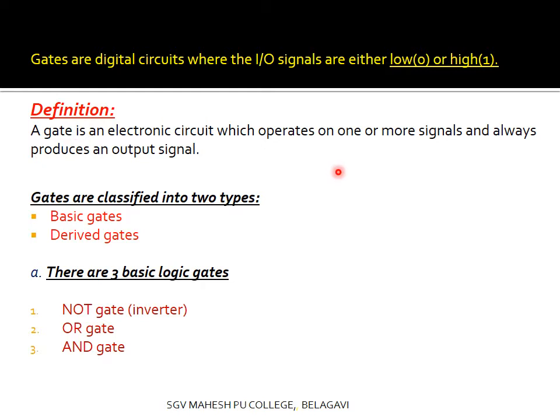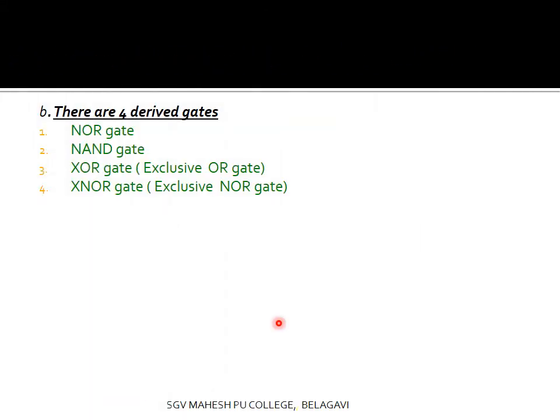Now, logic gates are classified into two types. One is basic gates, the other one is derived gates. So again, basic gates are further divided into three types. They are NOT gate, which is also called as an inverter gate, an OR gate, and an AND gate. The derived gates are further divided into four different types, that is NOR gate, you have NAND gate, you have XOR gate, which is also called as an exclusive OR gate, and XNOR gate, which is also called as exclusive NOR gate.